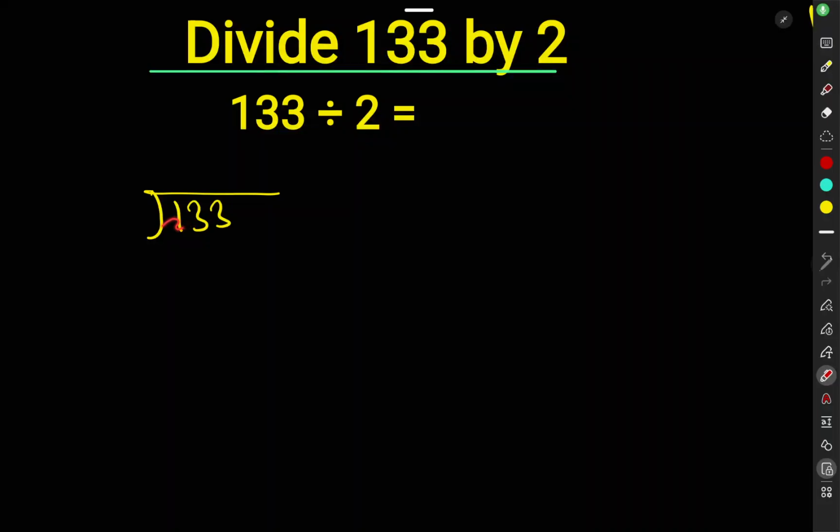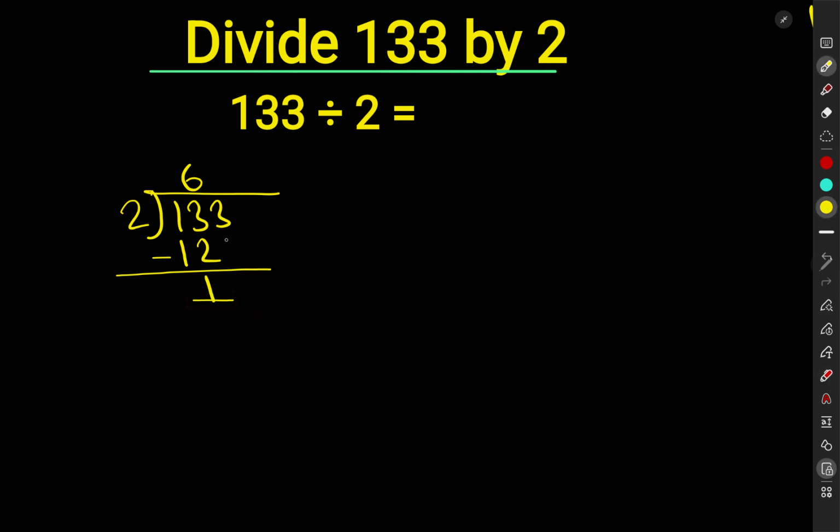Here we divide 133 by 2 in a long division method. So 2 times 6 means 12. On subtracting we get 1.